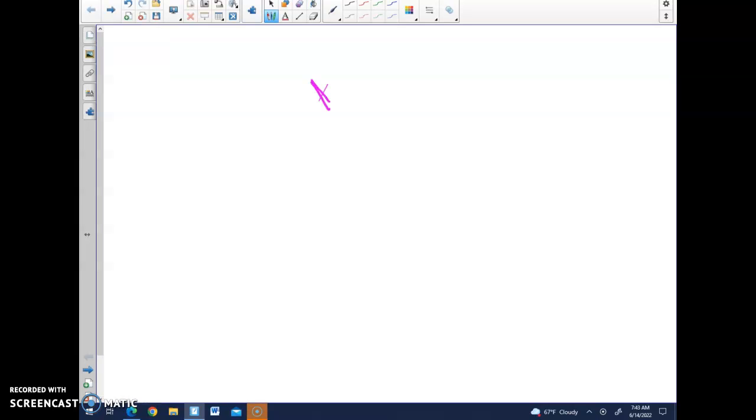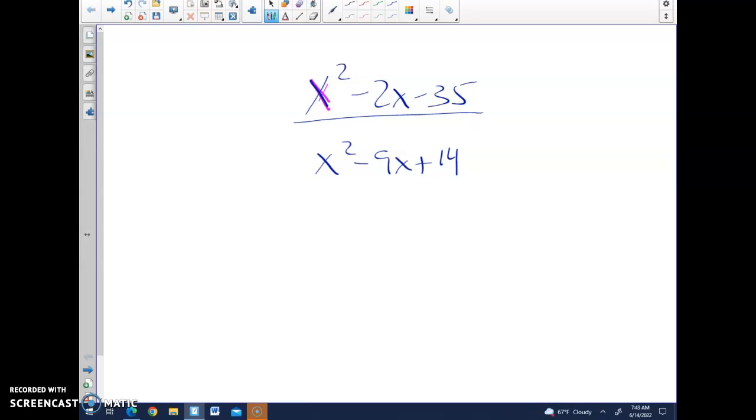First problem here, we have x squared minus 2x minus 35 over x squared minus 9x plus 14. And our thought process here has to be when you see x squared, x and a number, a factor. x minus 7, x plus 5.